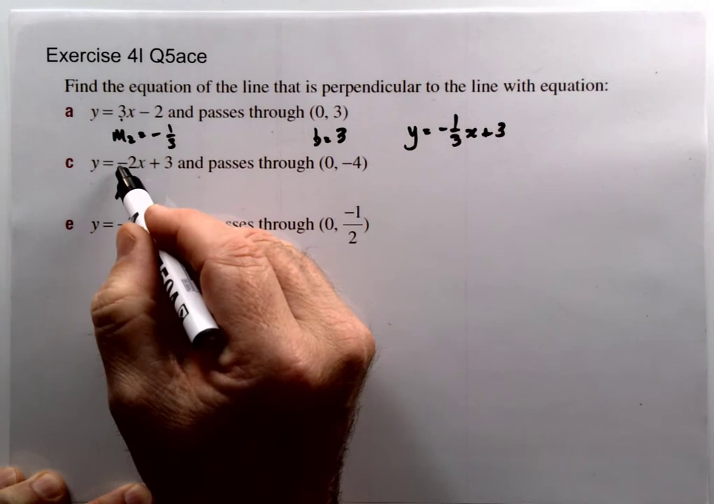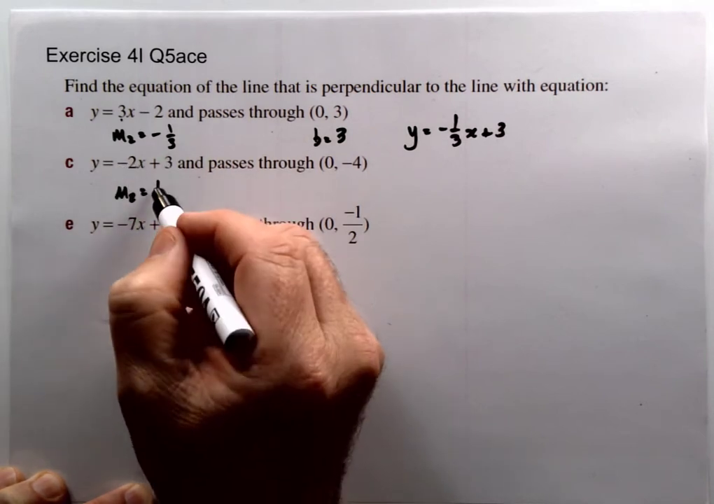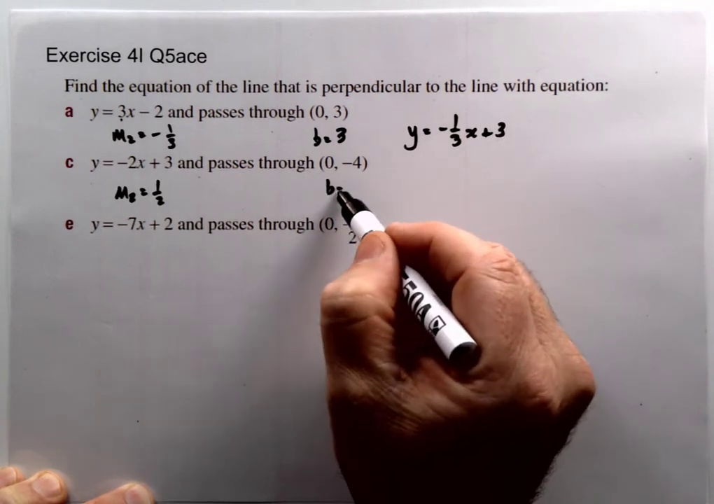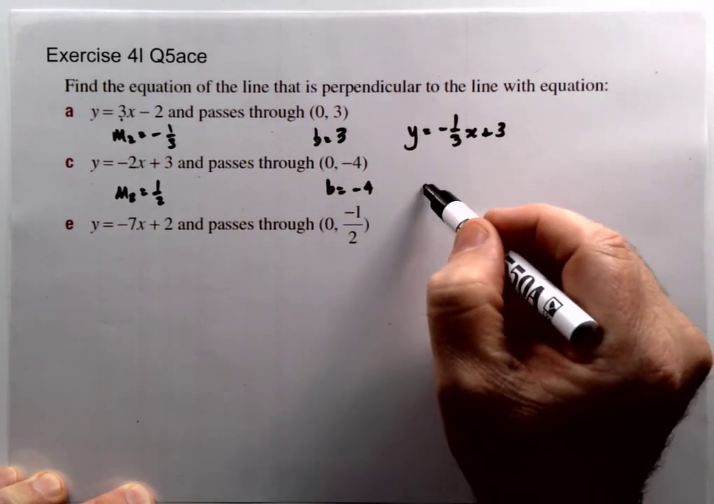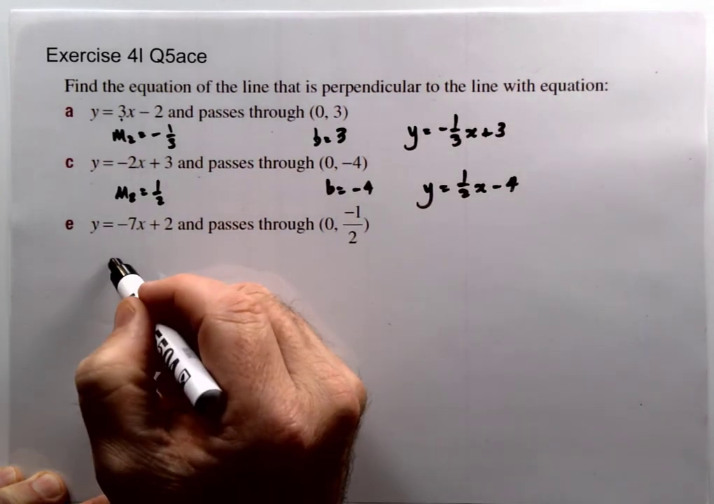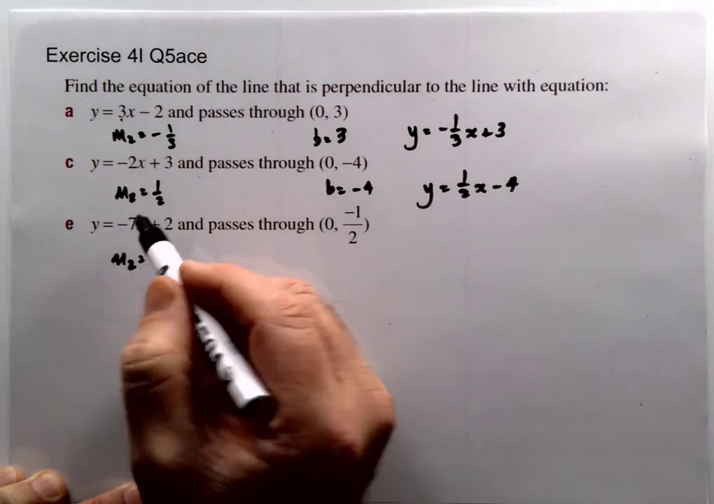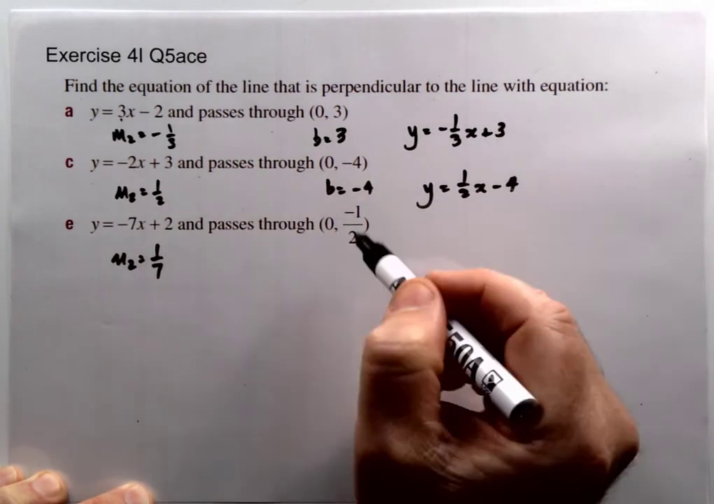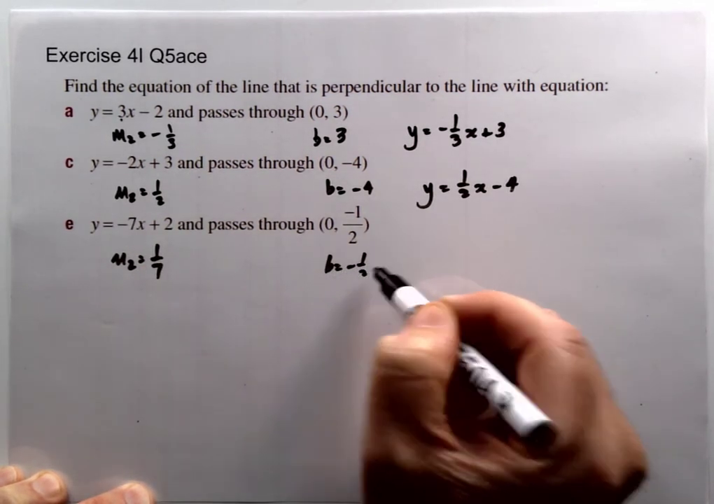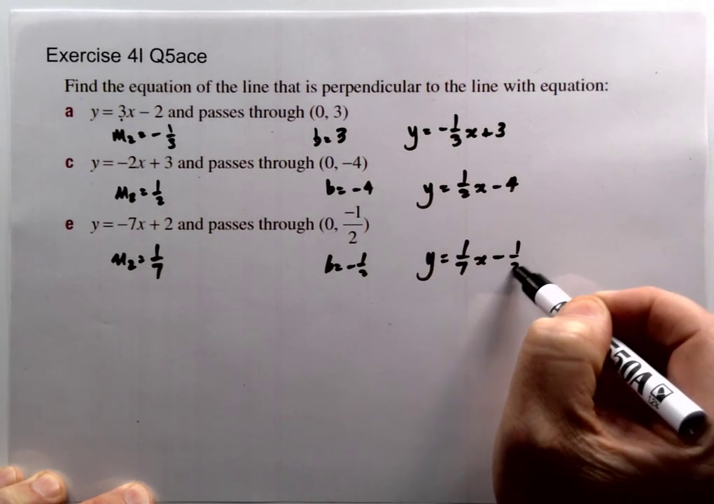Similarly here, this one's negative, so the new line is positive. This has got like 2/1, so we take its reciprocal. b is equal to minus 4. So we get y is equal to a half x minus 4. Again, this is negative, so that becomes positive. The reciprocal of 7 is 1/7. b is equal to minus a half, so we get y is equal to 1/7 x minus a half.